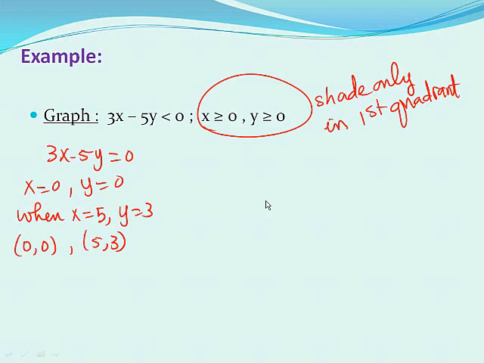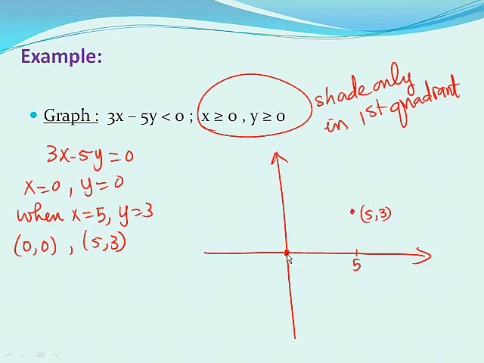So using these 2 points, I can draw the boundary line. So (0, 0) is up here, the origin. The point (5, 3) is something like up here. Now notice that the inequality is a strict inequality, so therefore I need to draw this line as a dotted line. So this dotted line is the boundary line. Let's label this as 3x minus 5y equal to 0.